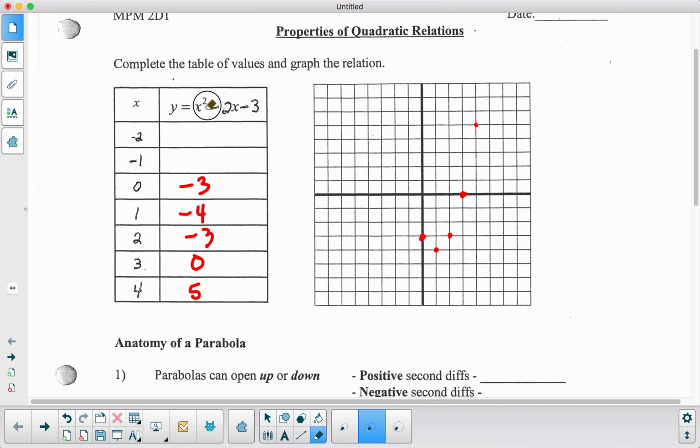Okay, so those are the positive values. Let's move on to the negative values next. All right, when x equals negative 1, here we go. Negative 1 squared is negative 1 times negative 1, which is 1. And when x is negative 1, negative 2 times negative 1 is a positive 2. And then we have negative 3. So 1 plus 2 is negative 3. Oh, sorry, 1 plus 2 is 3, minus 3 is 0. So when x is negative 1, y is 0.